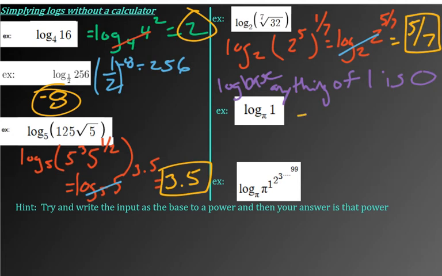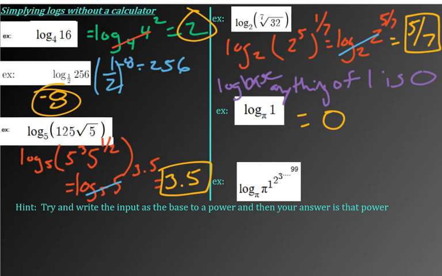And, again, that really just comes out of exponent properties. Like anything to the 0 is 1. So for a log, log base anything of 1 is 0, right?